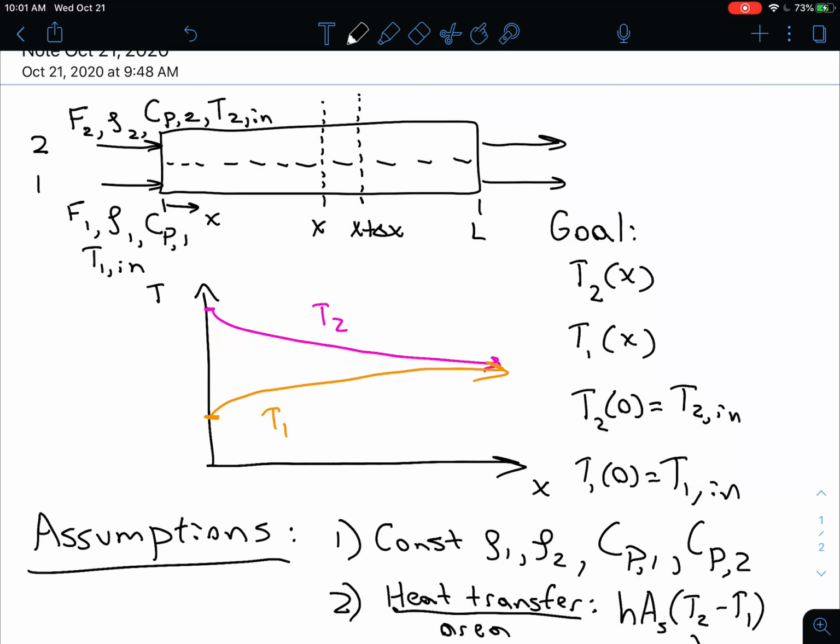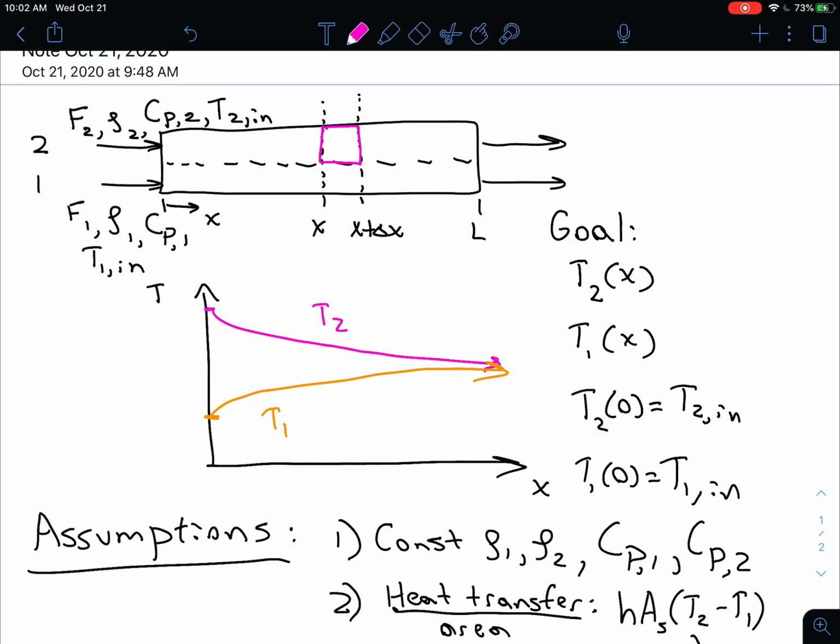Okay, I am also going to choose only one of my channels. So let's choose T2. And delta x is going to be small enough that we can assume that the temperature T2 does not vary across that very small increment of x. So we're looking at a very small sliver.